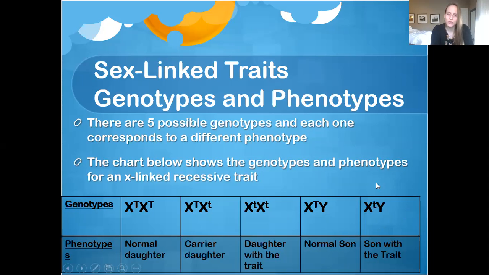And then there's only 2 possible genotypes for males. Those are the last 2. Either it's a male that has the dominant version, in which case he'll be perfectly normal, or you have a male that has the recessive version, in which case he'll have that recessive X-linked trait. Okay, so only females can be carriers because you have to have one dominant and one recessive version to be a carrier, and in order to do that, you need 2 X chromosomes.